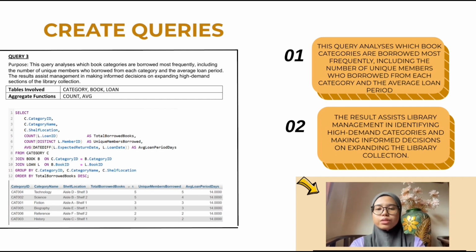The 3 tables are joined using JOIN, where category is joined to book based on category ID and book is joined to loan based on book ID. The results are then grouped by category and ordered by total borrowed books in descending order. Based on the query result, technology and science are the top 2 most borrowed categories with 5 loans each. This result assists library management in identifying high-demand categories and making informed decisions on expanding the library collections.